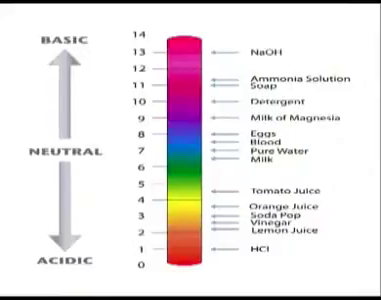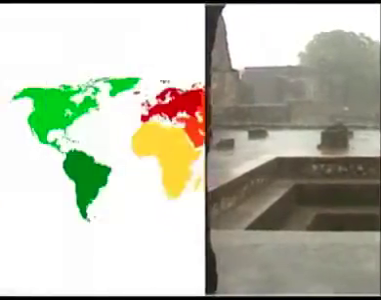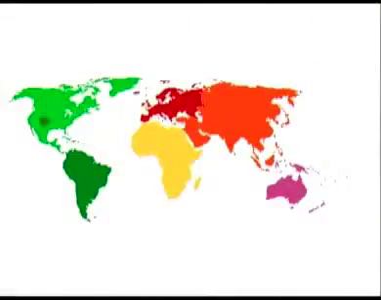Acidity is decided on the basis of pH value. The pH of normal rainwater is 7, but that of acidic water is below 7. When the pH of rainwater is much below 5, it is called acid rain. Acid rains are widespread in North America, Europe, Japan, China, Canada, and Southeast Asia.